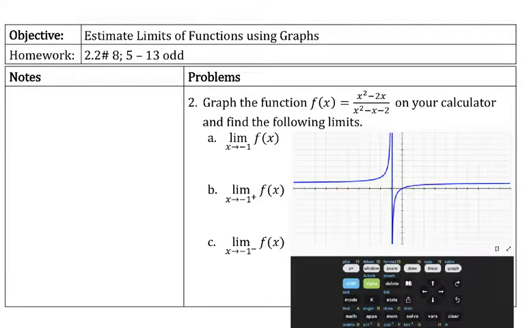But one thing that you should know is that this is actually a vertical asymptote. So it's not actually there, your calculator just draws it in, but this is a dotted line that the function is approaching.